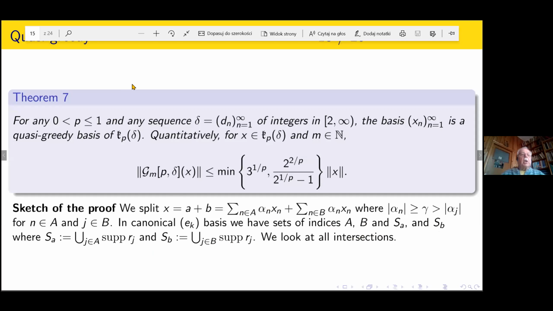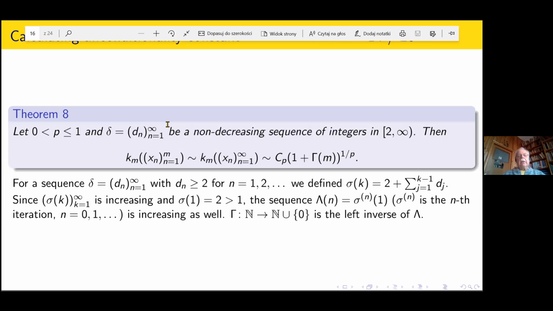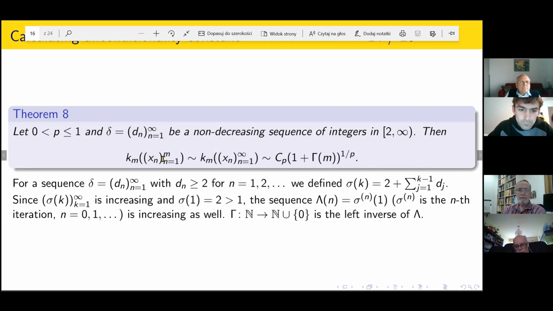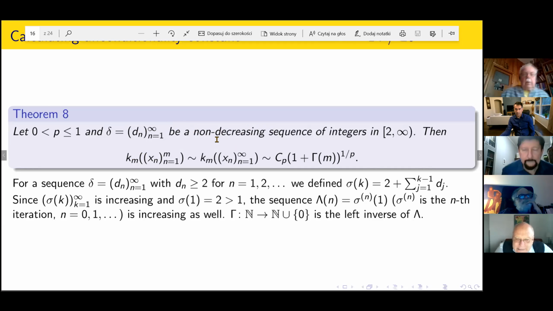Okay. Now we have to introduce an additional condition which we didn't have earlier, namely that this sequence delta is non-decreasing. And then we can compute the unconditionality constant of the basis xm. Forget about this GM, it's some function explained below, but let's skip it.